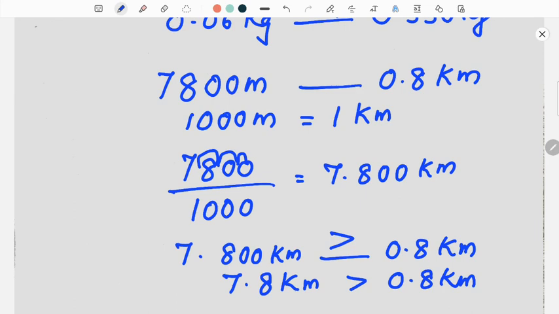Similarly, you can do the other questions as homework. Before doing the homework, change each measurement to the same units. Hope this topic is clear for you. Thank you, children.